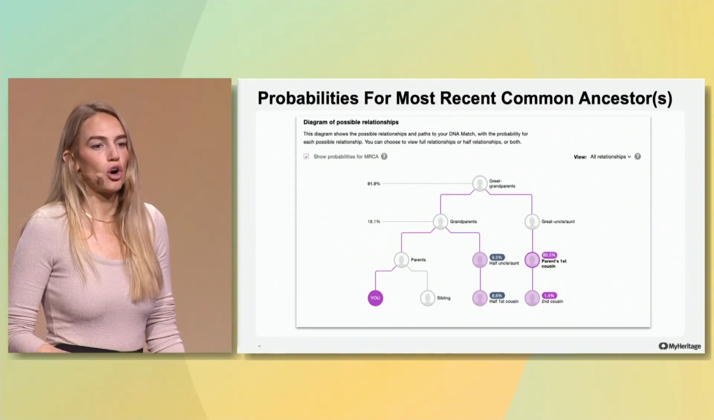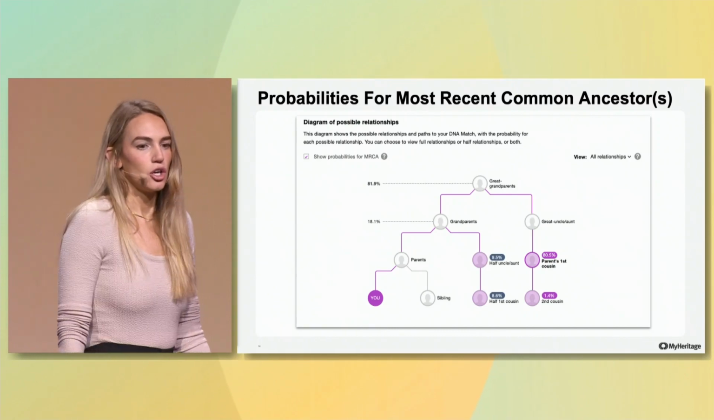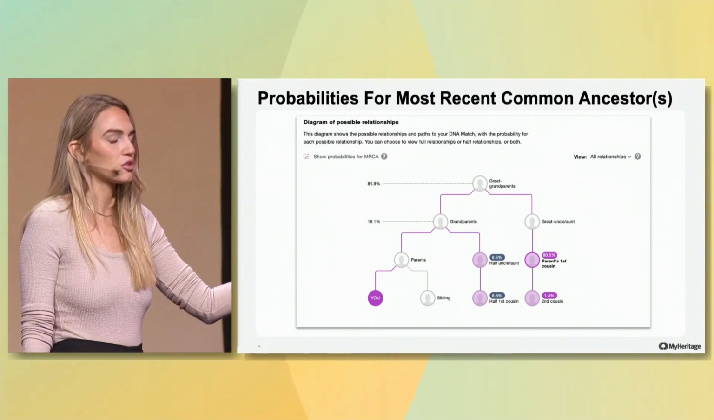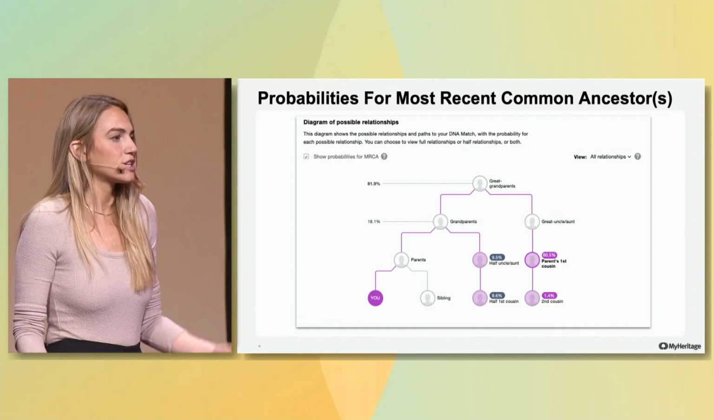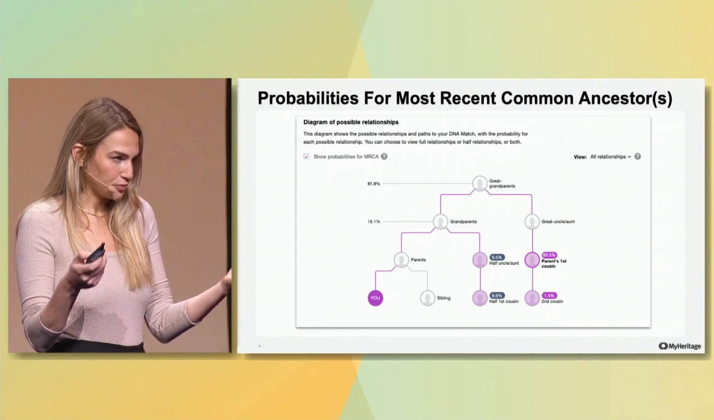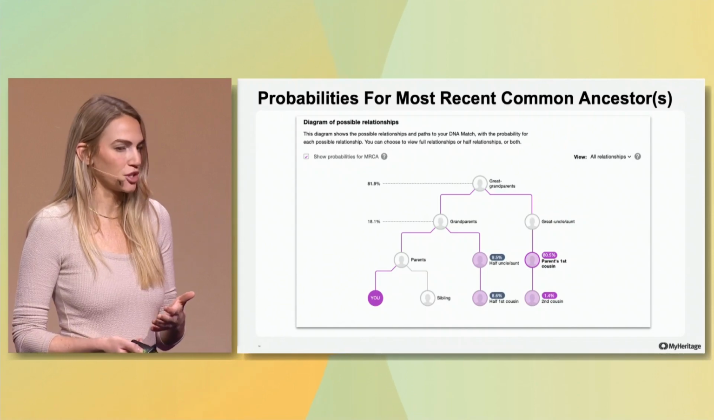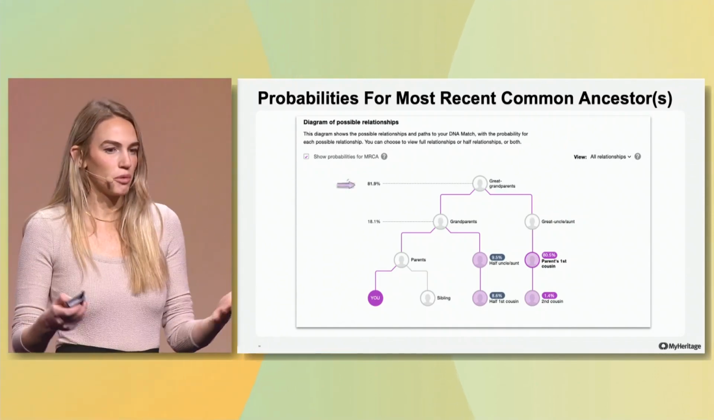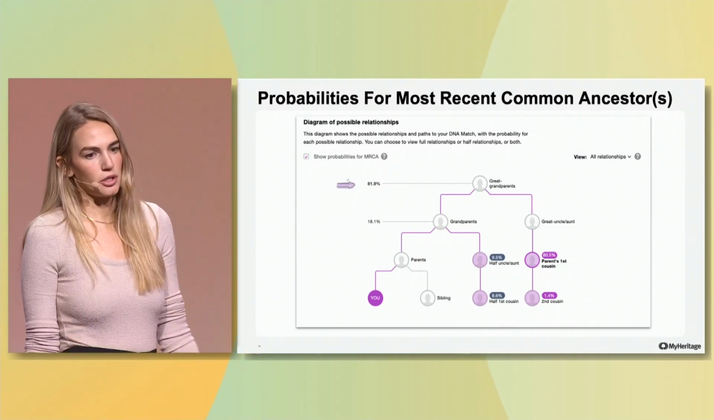So when you click on Show Probabilities for MRCA, you will actually see the probabilities that we found for the most likely most recent common ancestor. It's actually the sum of the probabilities that comes from the line of this person, this ancestor. And in bold, you can also see the most probable common ancestor.